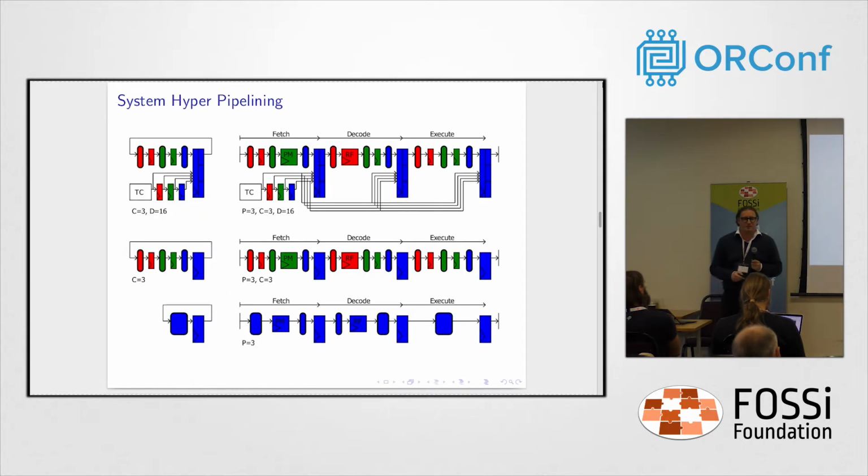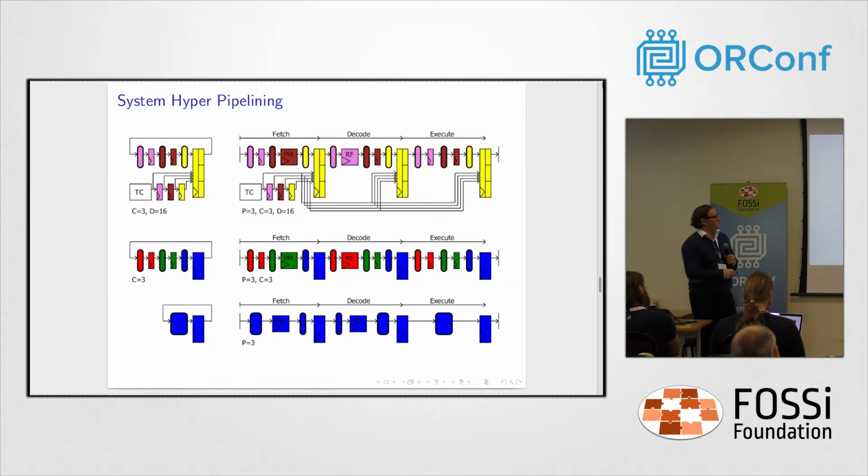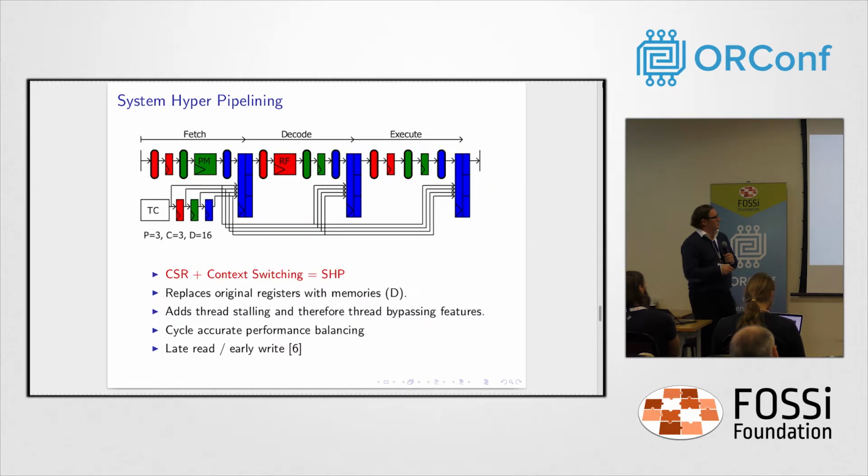So what is system hyperpipelining now? That's the key question. You replace the original registers with memories, and you add a thread controller. And now you can run more threads compared to the C-slow retimed version. And you can stall a thread on a cycle-by-cycle basis. So C-slow retiming plus context switching is system hyperpipelining. You can move registers into the memories and so on. Unfortunately, I don't have time to go into details here.